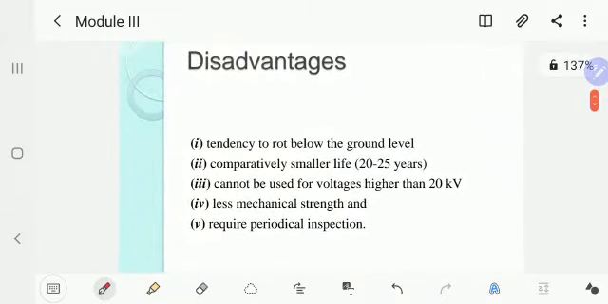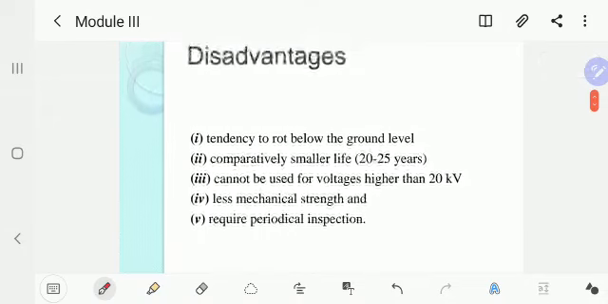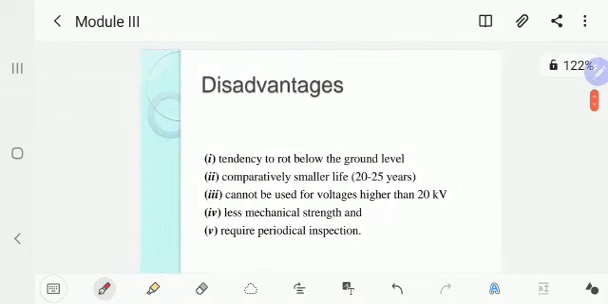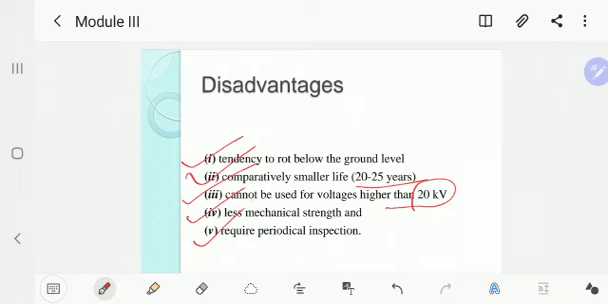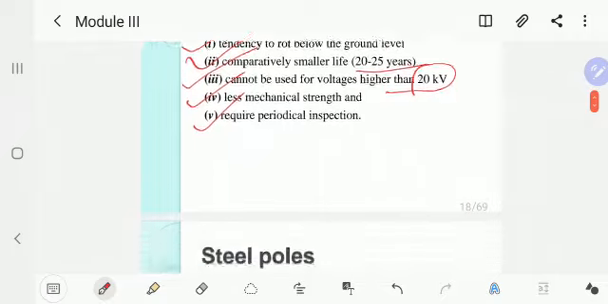Now, what are the disadvantages of this wooden pole, and why are we going for any other type of pole other than wooden poles? The main important disadvantage is that it has a tendency to rot below the ground level. The second disadvantage is the comparatively smaller life, about 20 to 25 years only for a wooden pole. Then it cannot be used for greater than 20 kilovolt. That is the third disadvantage, and the mechanical strength is also less when compared with the other poles. The last one is that it requires periodical inspection.